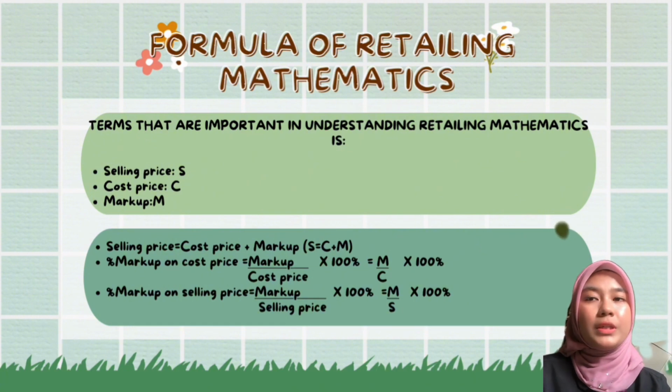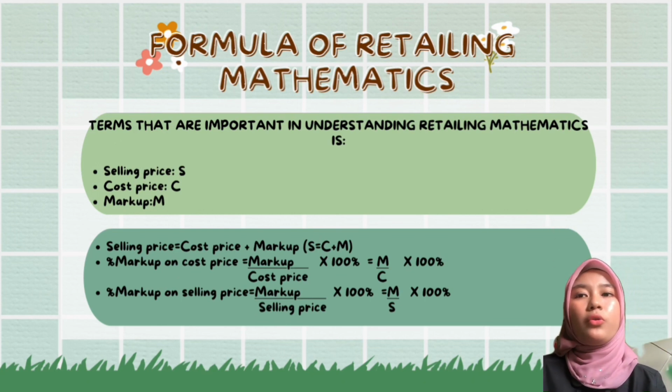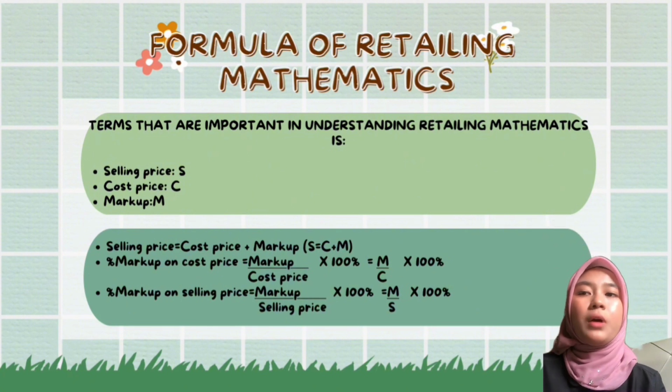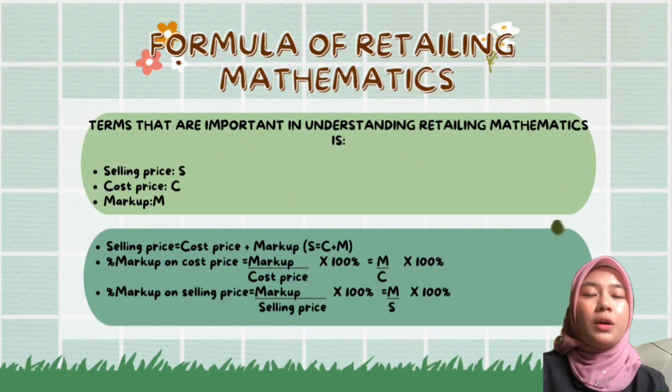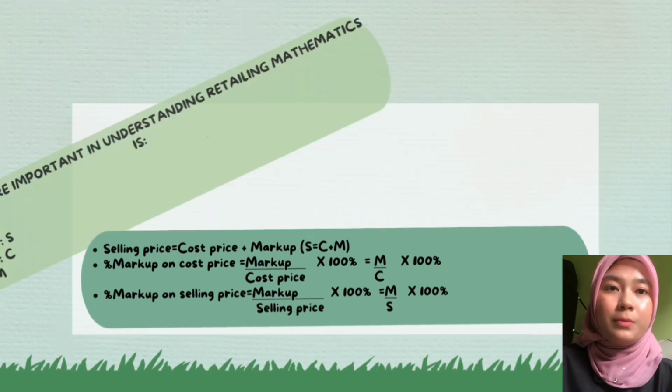Markup or gross profit is usually expressed in percentage, and the most important thing is the percentage needs to be changed into a decimal. To find markup on cost price, the percentage is equal to markup divided by cost price and multiplied by 100%. In the same way, to find markup on selling price, it is equal to markup divided by selling price and multiplied by 100%.